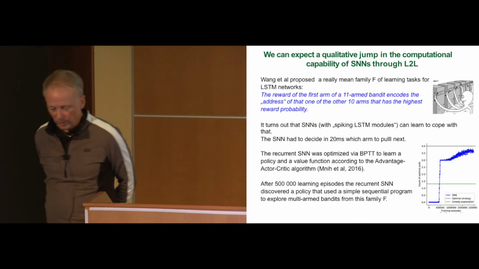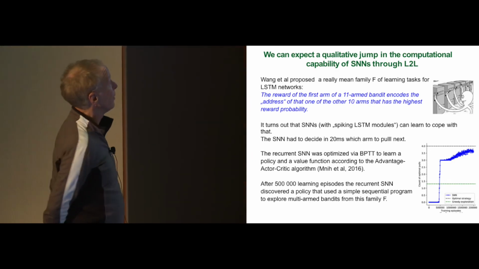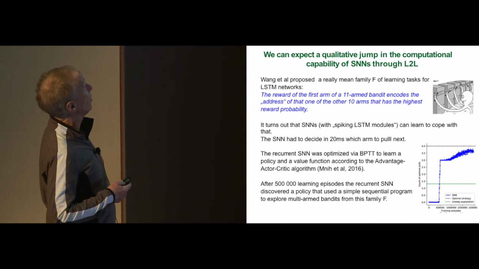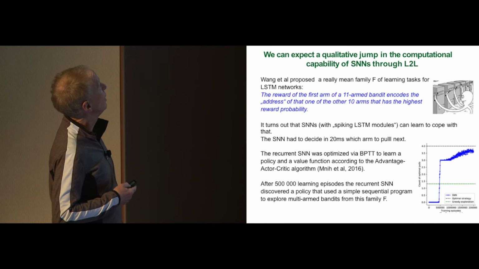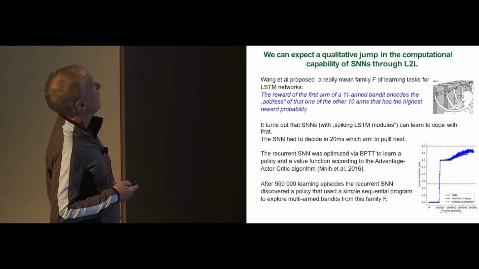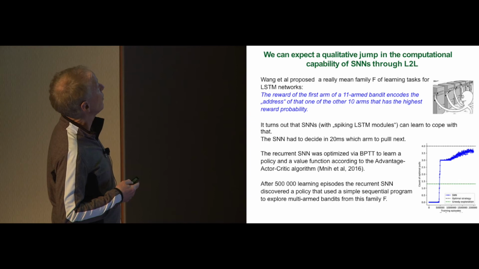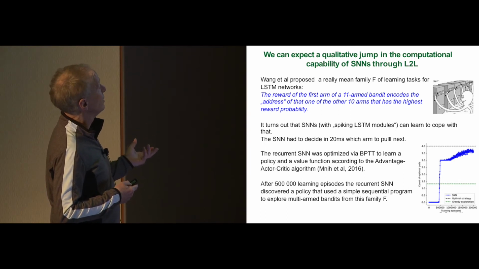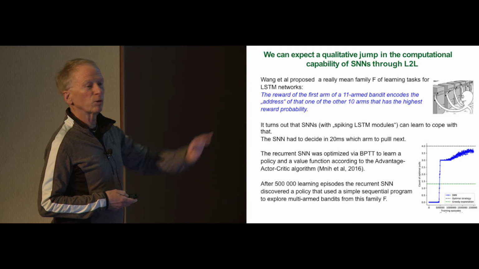Then we also did a number of software simulations of simulated networks of spiking neurons. I want to discuss this example because it's something that I find really nice. Again, we looked at a family of learning tasks which is in a sense really weird or mean. This comes from the Wang et al. paper, who used it as a kind of benchmark test. So assume you have an 11-arm bandit, and the 11th arm encodes indirectly the address of the one of the other 10 arms that has the highest reward probability. Namely, this 11th arm gives a reward between 0 and 1, and you have to multiply this number by 10. This gives you the address of the other arm which gives you the highest reward.